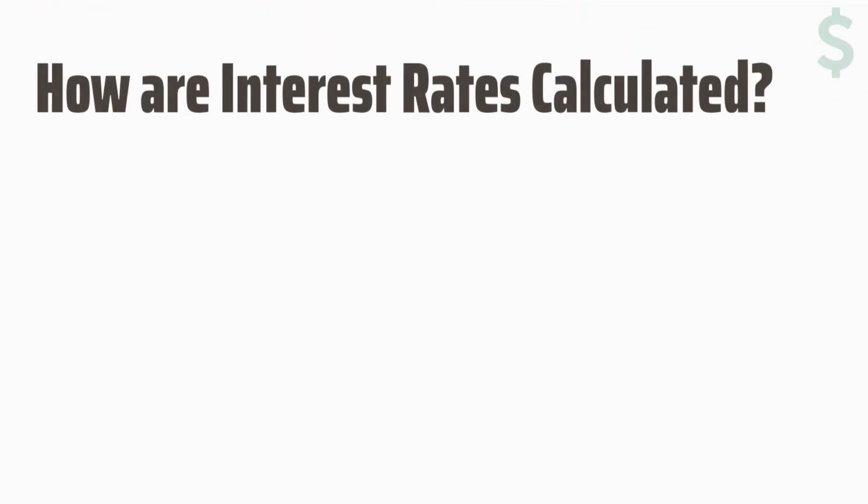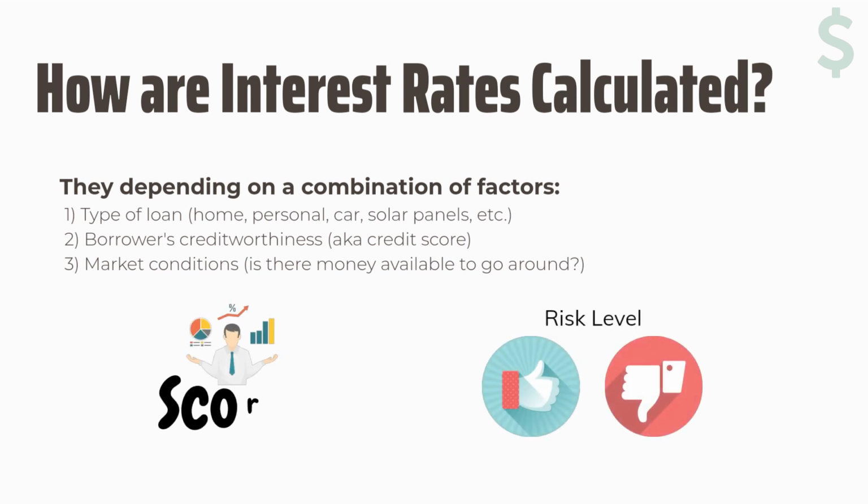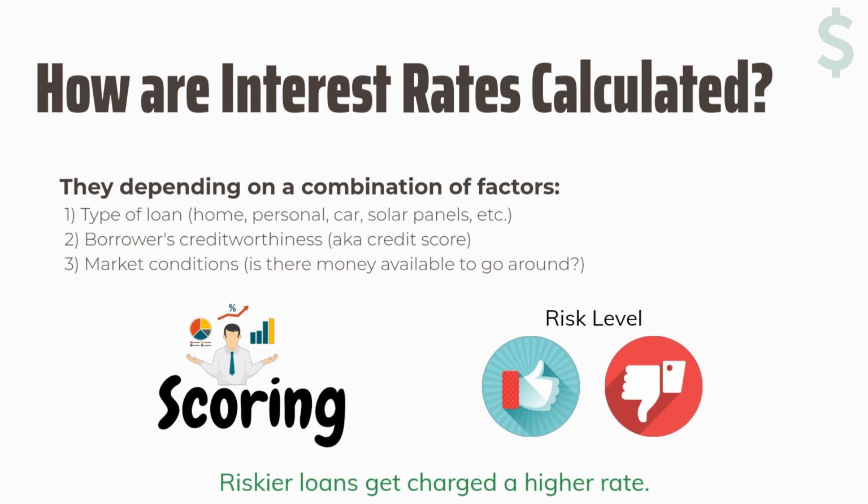How are interest rates calculated? Interest rates are calculated based on a combination of factors such as the type of loan, the borrower's creditworthiness, and market conditions. For example, a mortgage loan may have a lower interest rate than a personal loan because it's secured by the value of the property. Similarly, borrowers with good credit scores may qualify for lower interest rates than those with poor credit scores because they are less risky from the bank's perspective. They are basically charging more to take on riskier loans.